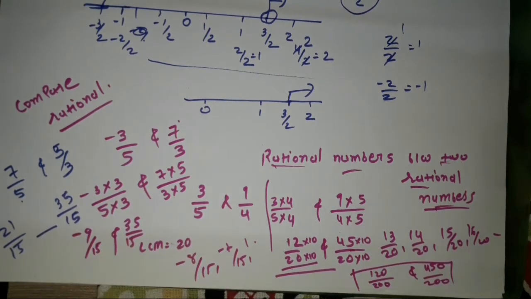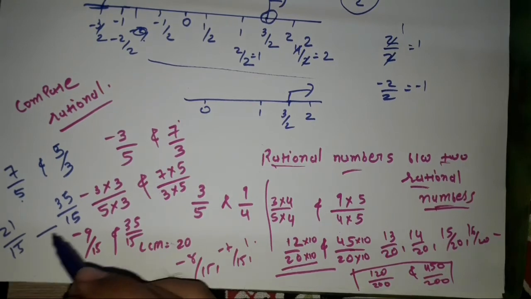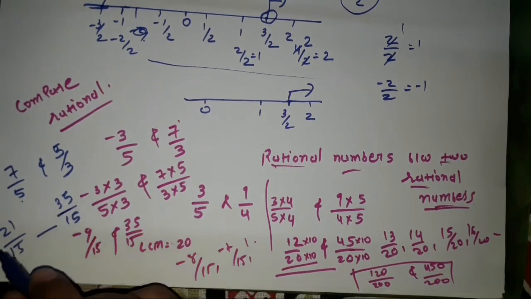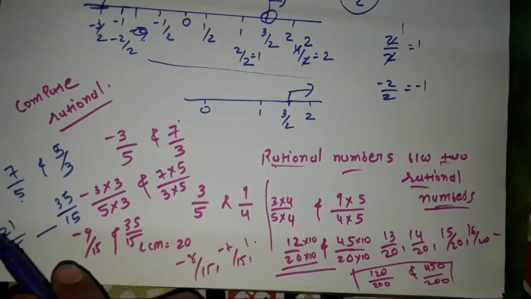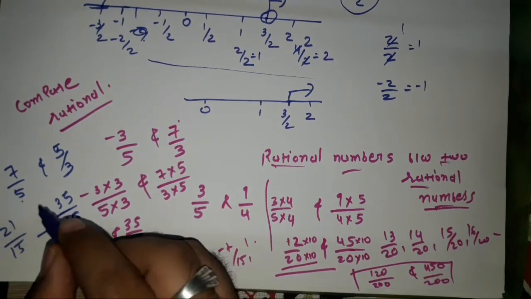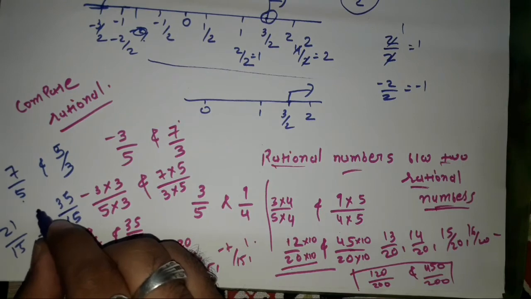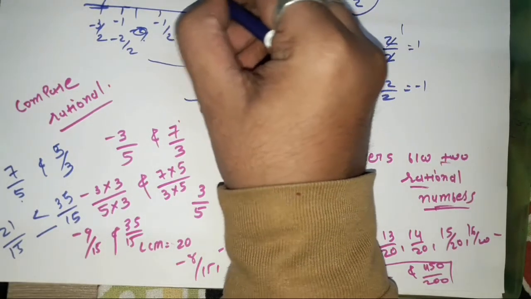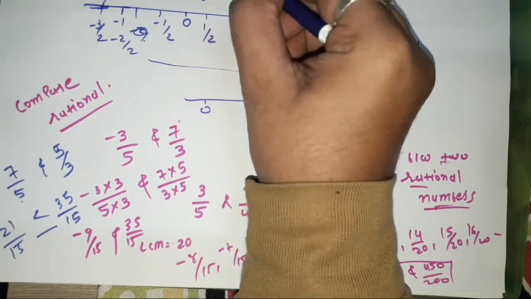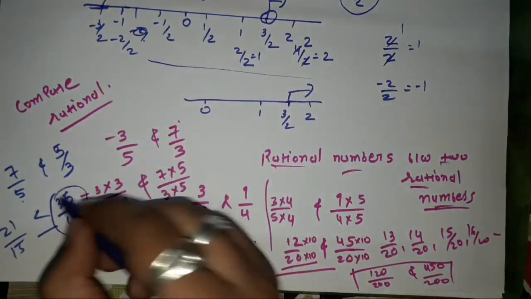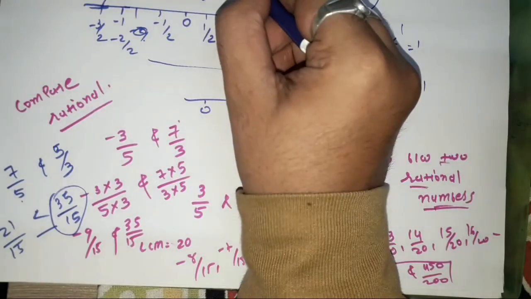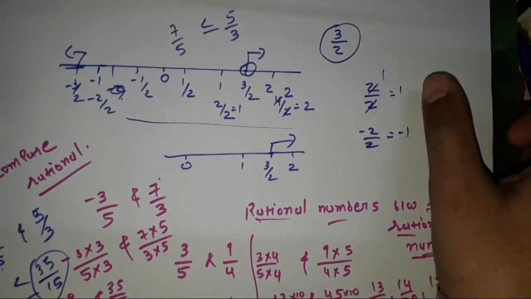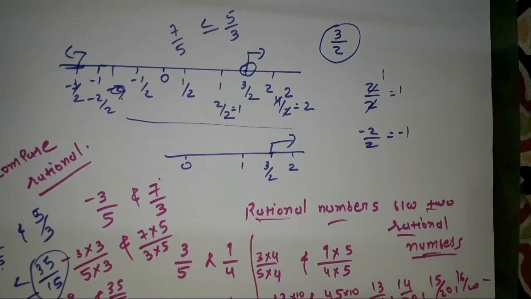Now after taking the LCM we can clearly see which is the greater number. Now the denominators are the same, and between 21 and 35 the greater number is 35 upon 15. The question will be like that, 7 upon 5 and 5 upon 3, but 35 upon 15 is the value of 5 upon 3, so you can put the symbol. So this is how we have to compare rational numbers.